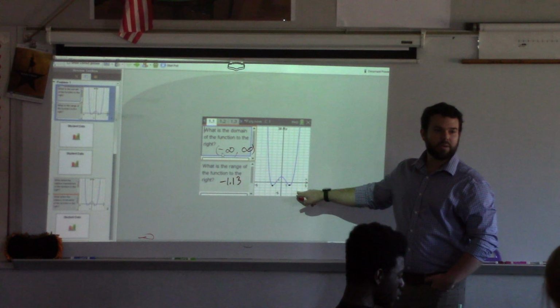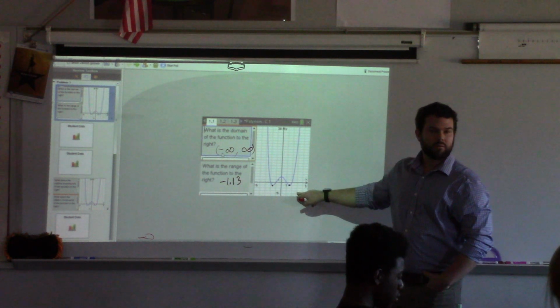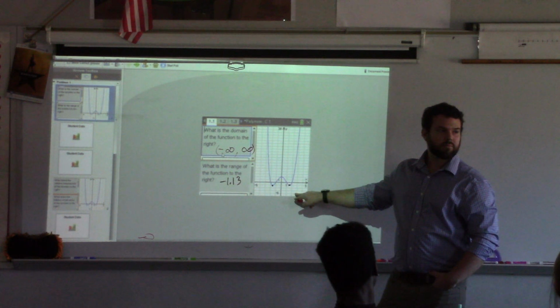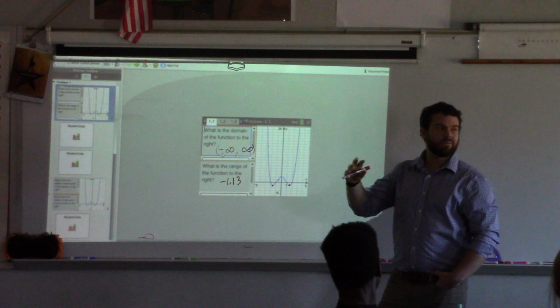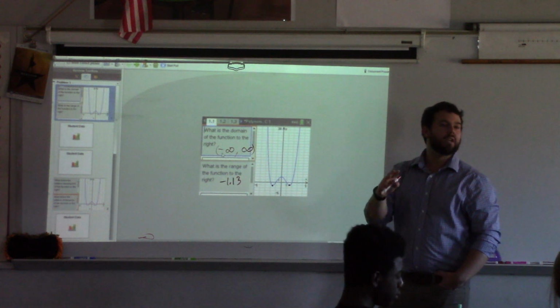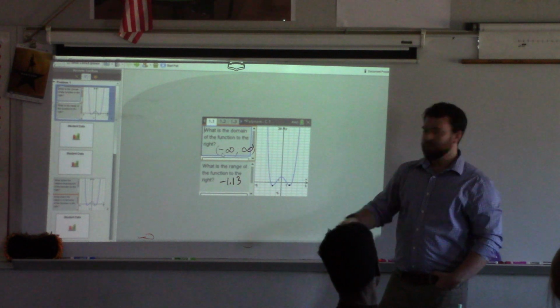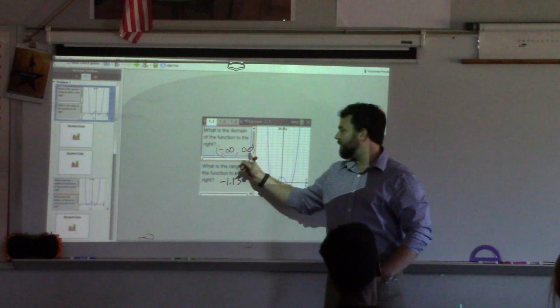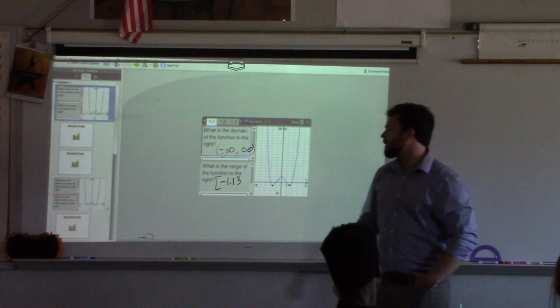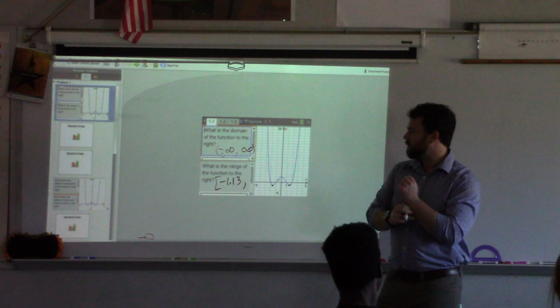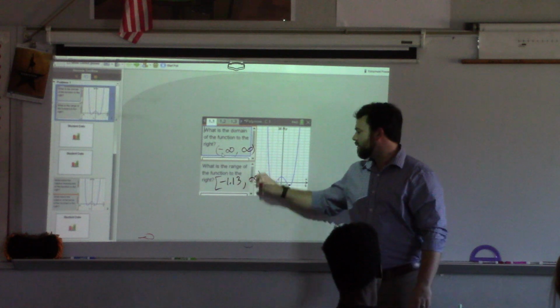You gotta put a bracket or parenthesis with it. What's the difference? A bracket means you can equal that number, that you include that number. I thought it was the other one. Notice how the infinities have the parentheses because you cannot equal them. So then what is the maximum y value? Positive infinity. We good there?